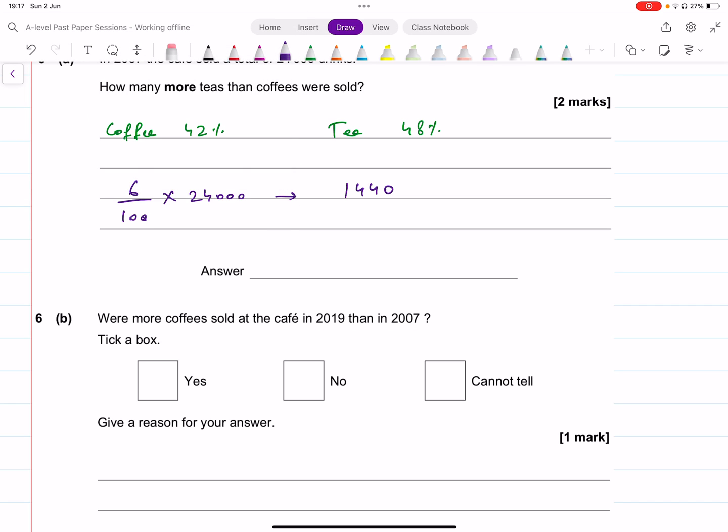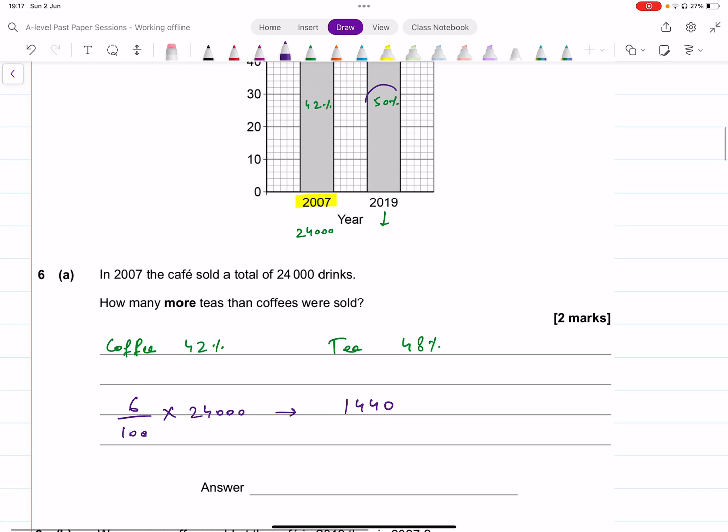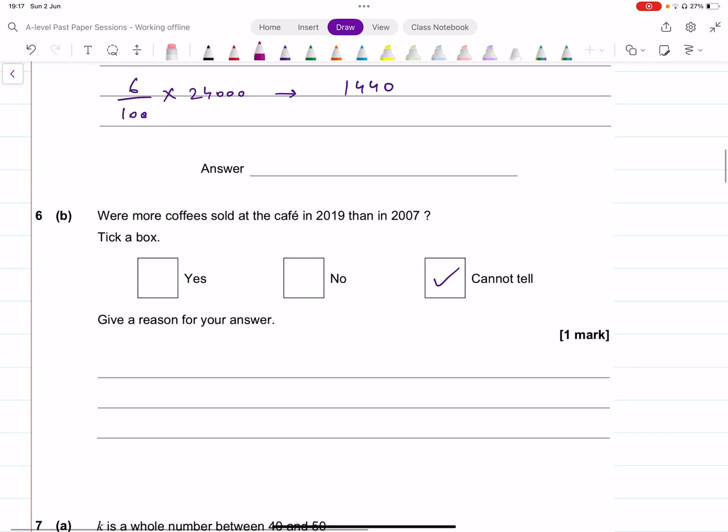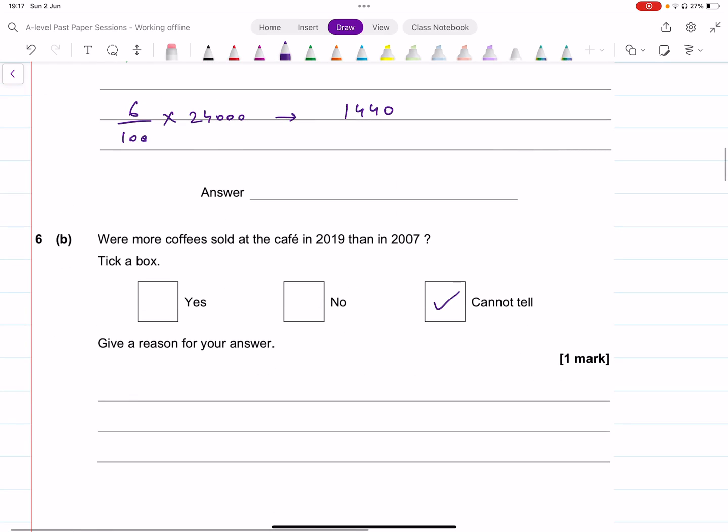We can't say for sure whether the number of coffees in 2007 was more or in 2019 was more. So what do we say then? We say we cannot tell. Okay, just the percentage being bigger does not mean that the actual number is also bigger. Now, what's the reason for this? What reason do we write here? We can say we do not know the total number of drinks sold in 2019. So there's no way to figure out the number of coffees sold in 2019.